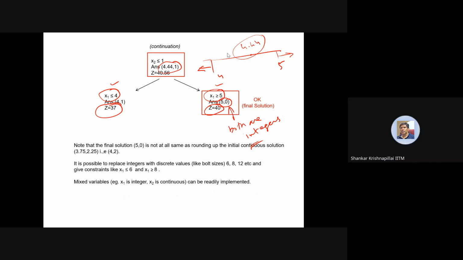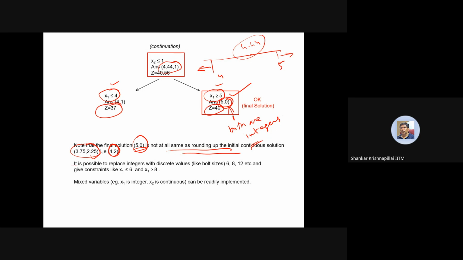Okay, then another highly important point is that. Note that the final solution is 50, and it is not at all the same as rounding up the initial continuous solution. That is 3.75, 2.25. Then you would have got 4.2. This 4.2 is totally different from 50. So simply by rounding up the initial continuous solution, you will not get the answer for the integer problem.